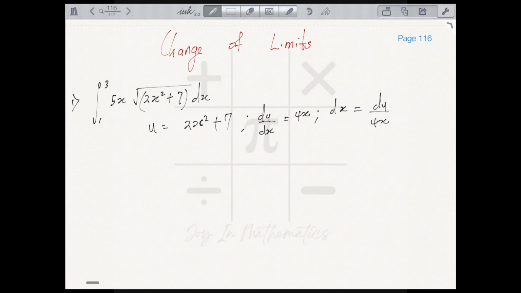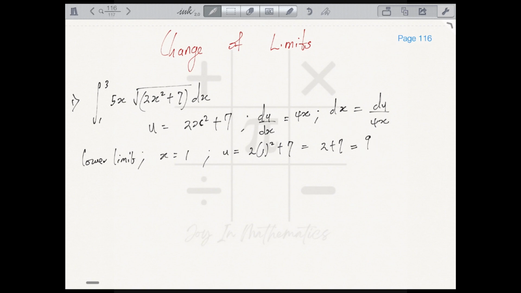Now let's consider the lower limits, and let us also consider the upper limits. So the lower limit is x equals 1, and when x is equal to 1, our u is equal to 2 into 1 squared plus 7, which is 2 plus 7, which is equal to 9.